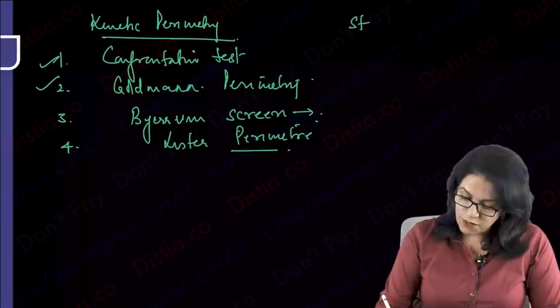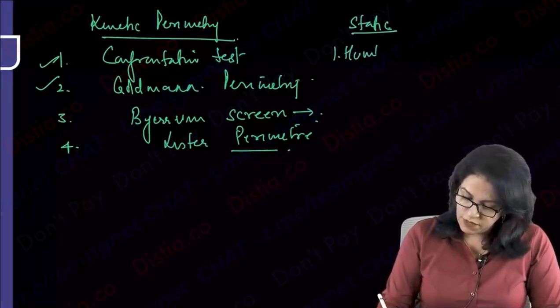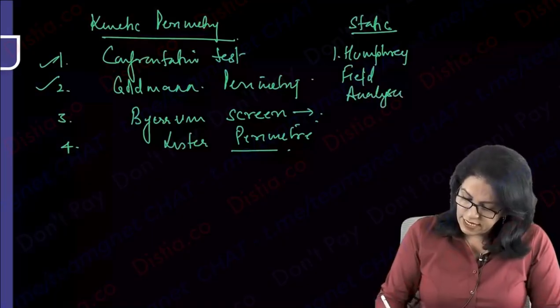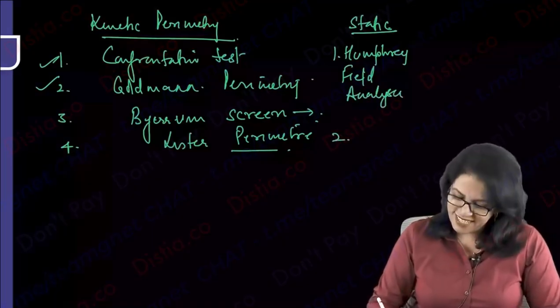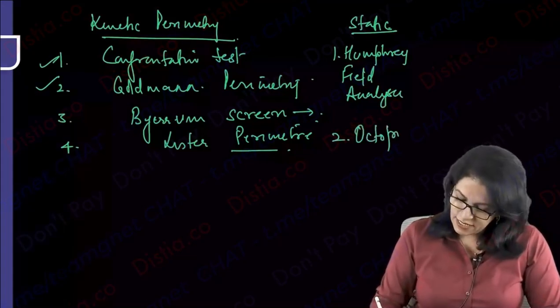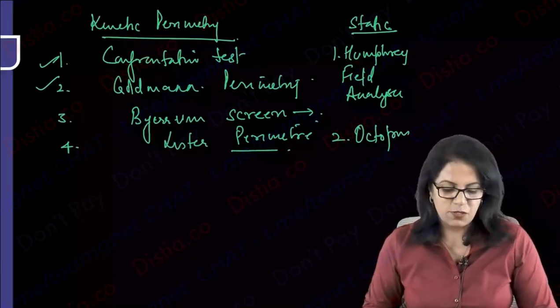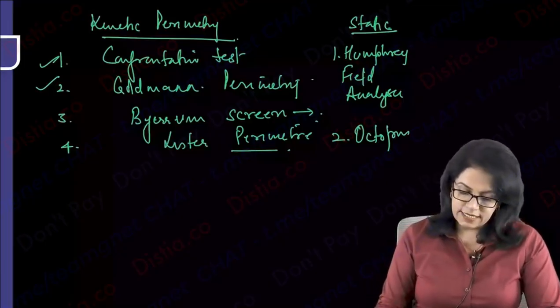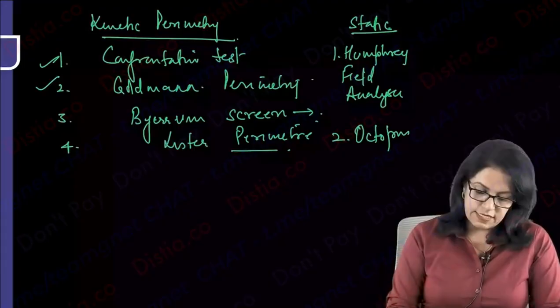What are the two softwares for the static perimetry? Mainly we use Humphrey, so we call it Humphrey Field Analyzer, right? And second, just know the name of the software, and that is Octopus. Humphrey Field Analyzer and Octopus. Let's have a look at these different slides now.